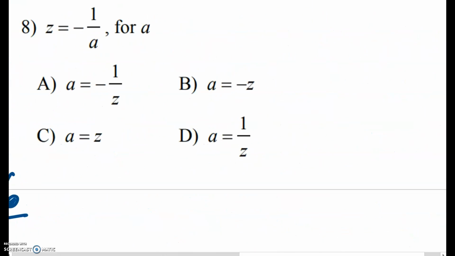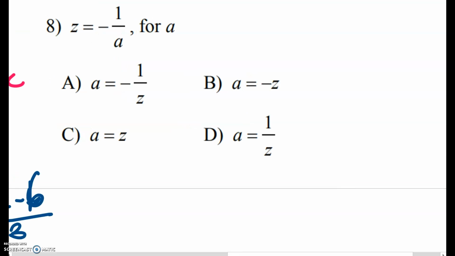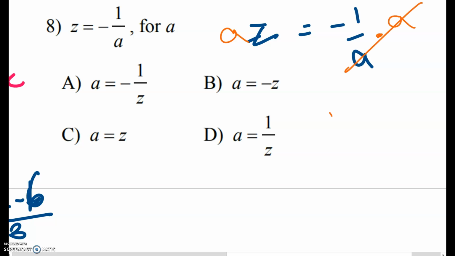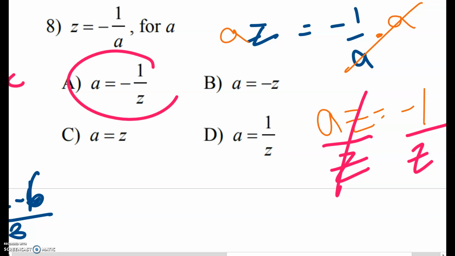If we look at number 8, they want us to get a by itself. We have z is equal to -1 over a. Well, my a is in the bottom, so what I'm going to do is get rid of it in the bottom. How do you do that? You multiply it by the top. So that crosses out. I get a times z equals -1. So now how do I get a by itself? I would divide by z, because that's what I would need to cross out. So my answer is -1 over z, so my answer would be A.